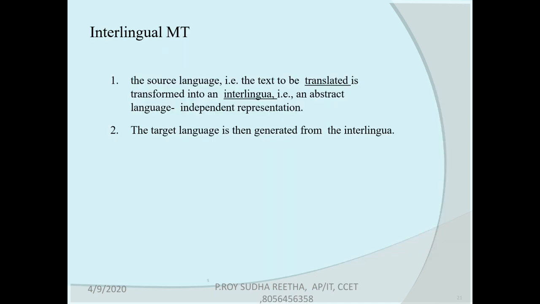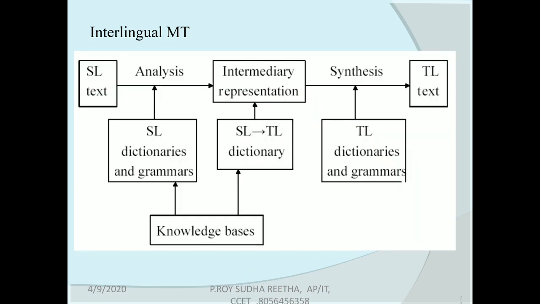And interlingual machine translation. Interlingual machine translation is a type where the source language text would be translated into an interlingua, an abstract language. The other meaning of interlingua is abstract language. The target language is then generated from the interlingua. First, the source language will be converted into an interlingual form, and then the interlingual form will be converted to a target language. And this would be the interlingual machine translation.